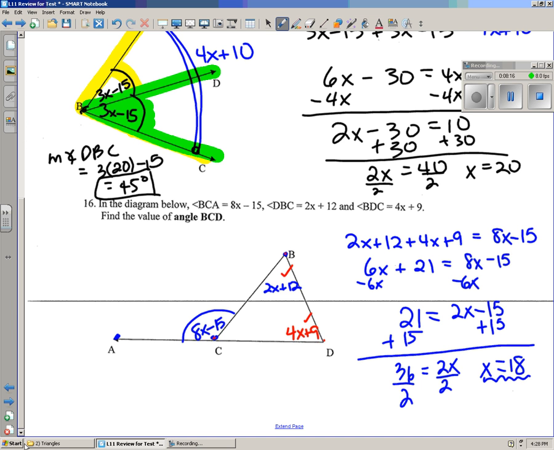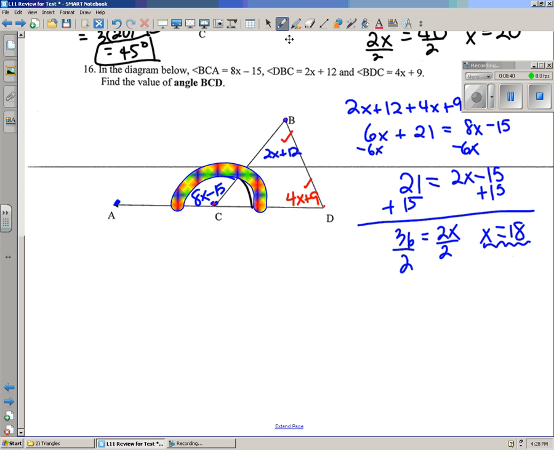They're asking us to find the value of angle BCD, which is right here. If you notice, it's a linear pair with the exterior angle. So I put a rainbow, and we know those two angles add up to 180. If I find the exterior angle by plugging the x value in, I can get that number and subtract from 180, and then we're good to go. So 8 times 18 minus 15. 8 times 18 is 144, minus 15, which is 129. So this angle is 129.